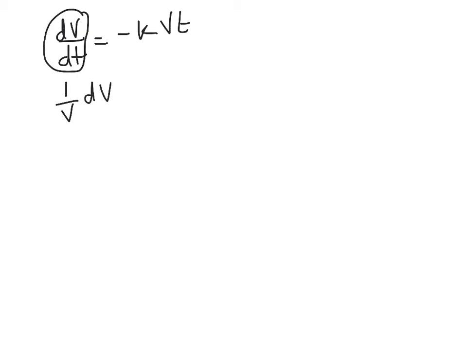Alright, so let's start off with what we're given. So dV by dt is equal to negative kVt. We're going to separate the variables, treat this thing as a fraction, and we get 1 over v dv is equal to negative kt dt. And I'm going to integrate both sides.